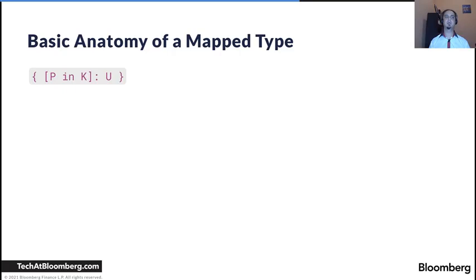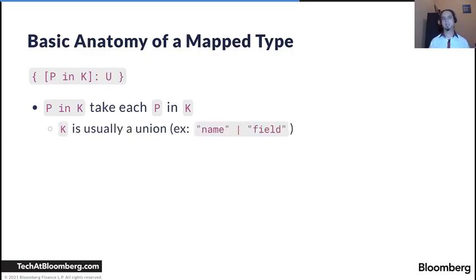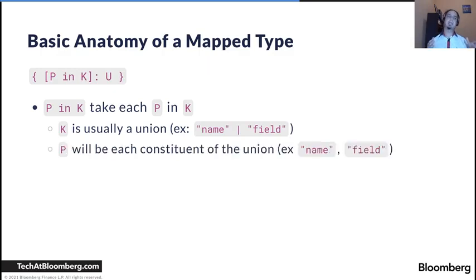So let's recap a little bit what we've learned about map types so far. The basic anatomy of a map type you can see here on screen. And the first part of it is this P in K, which basically means taking each P in the union K. K is usually a union that will contain valid types that represent property names, so it can be string, numbers, or unique symbols.